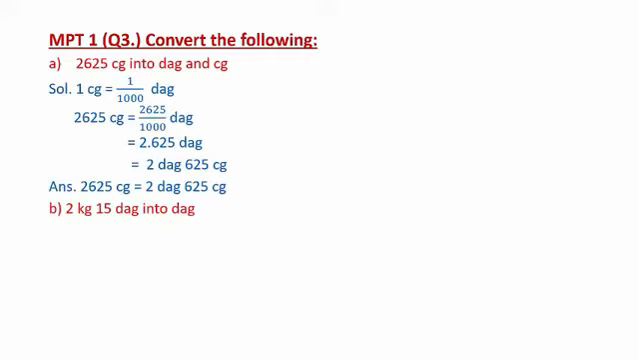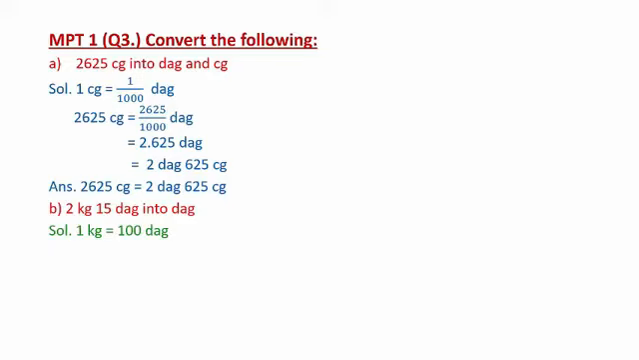The next question is 2 kilogram 15 decagram into decagram. Now you see here, 2 kilogram and 15 decagram, we need to convert it into decagram, but 15 decagram is already in decagram unit. So we need to convert 2 kilogram into decagram and add 15 decagram to that. Kilogram is a bigger unit and decagram is a smaller unit, so we will multiply here.